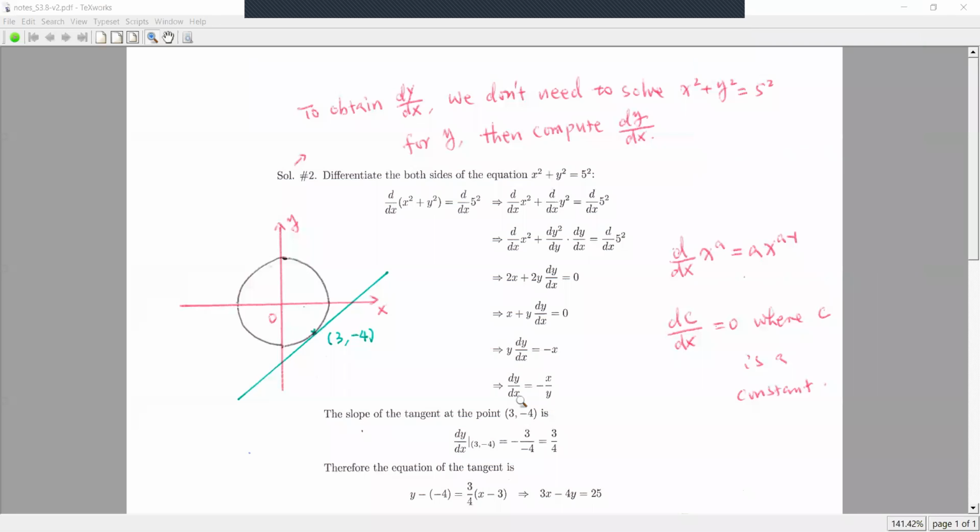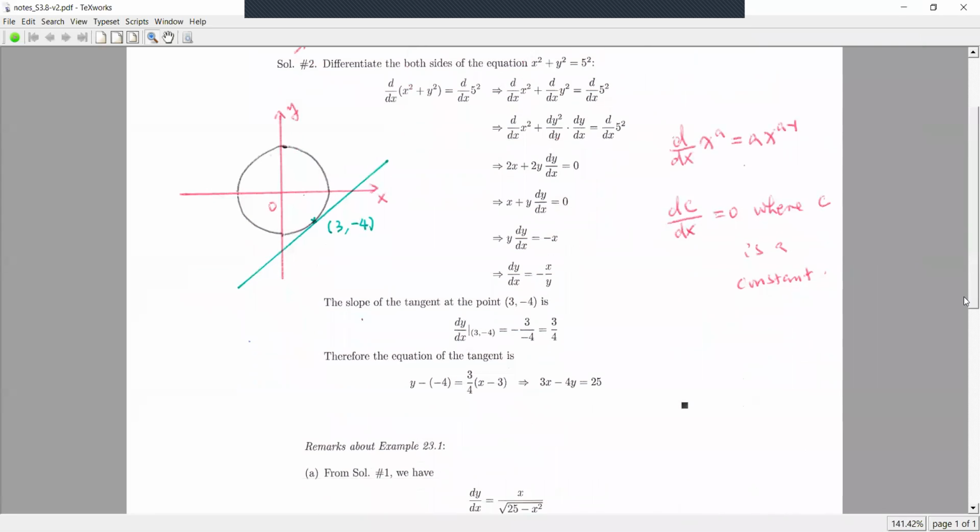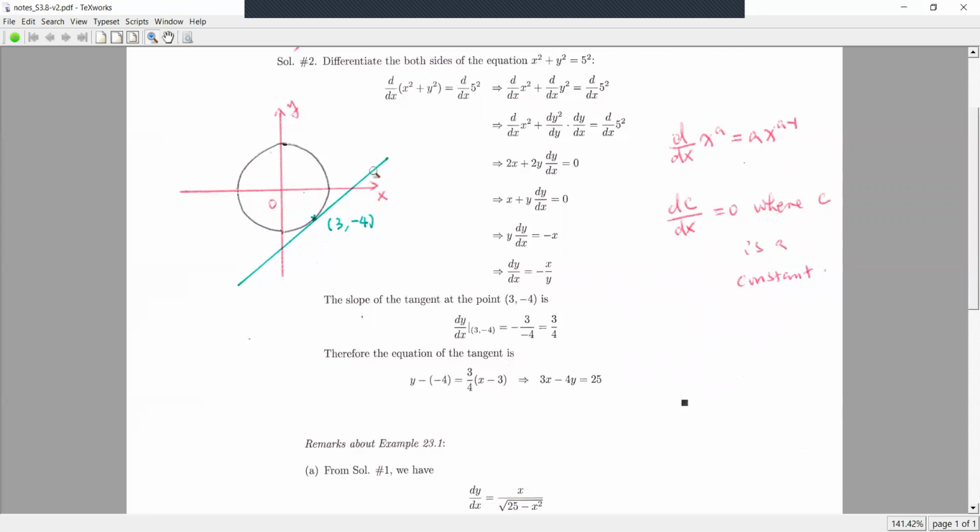After we get the derivative, we can tell the slope of the tangent line at this point. Plug the point into the derivative, namely, plug in the number 3 for x and negative 4 for y, then we get the slope is 3 over 4. Now we have the slope of the tangent line, and also we have 1 point on the tangent line. By the point-slope formula, the equation of the tangent line is this.